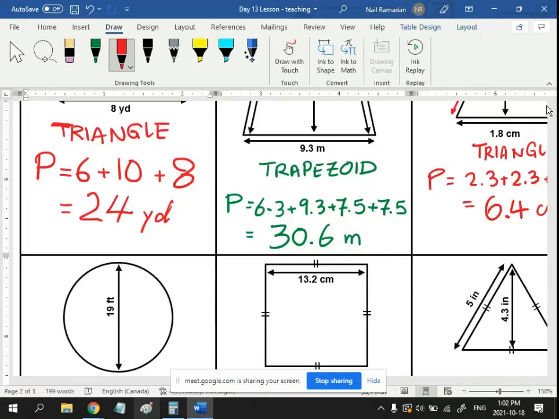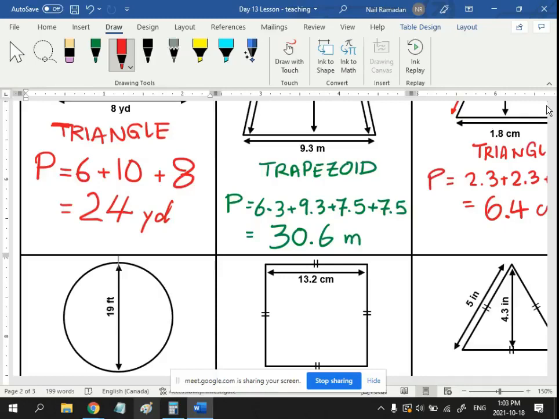What shape is this? Are you given the radius or the full diameter here? How do you get the radius if you're given the full diameter? You divide it by 2, because a diameter is double the length of a radius.